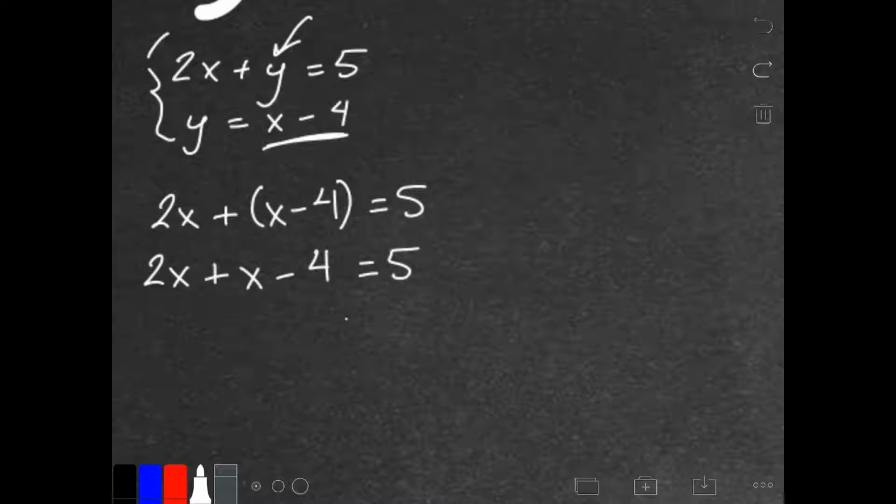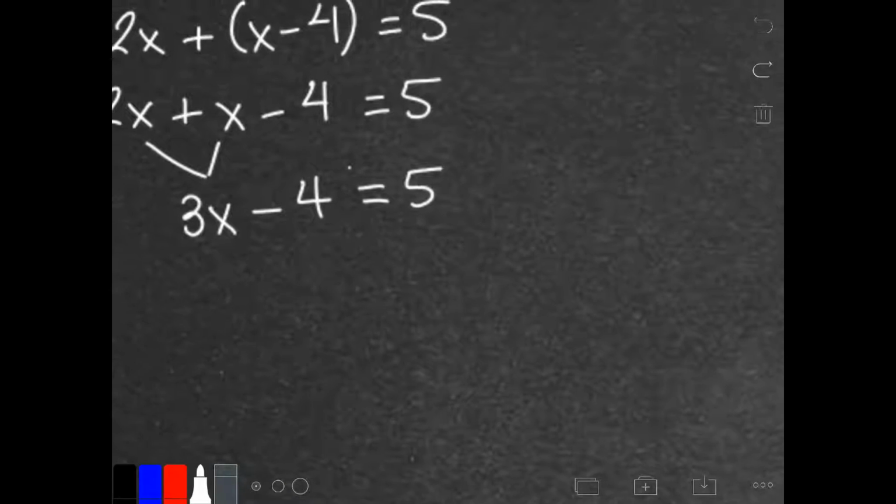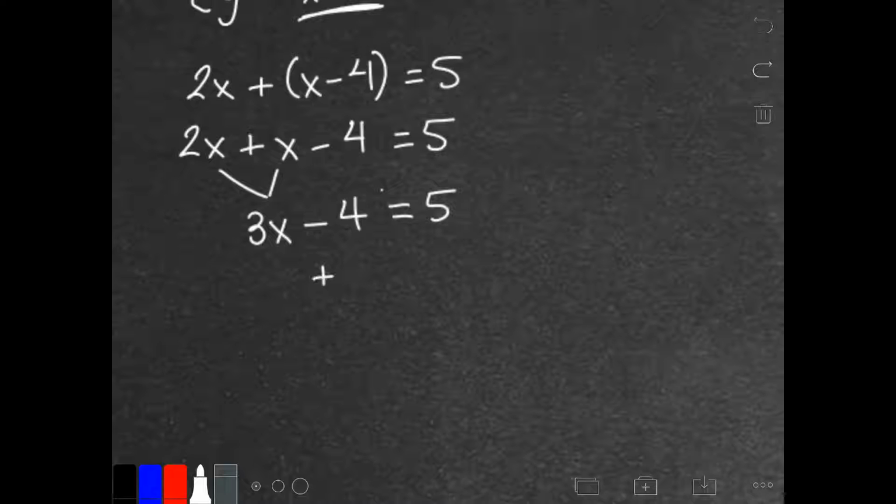Now, unlike the first problem we did together, this equation does not have variables on both sides. This has variables on one side. So I don't have to collect the variables to one side. But what I do have to do is combine like terms. So I have a 2x and an x. Those are going to combine to 3x. Everything else stays the same. So I have 3x minus 4 equals 5. I need to undo the subtraction. So let's undo minus 4 by adding 4.